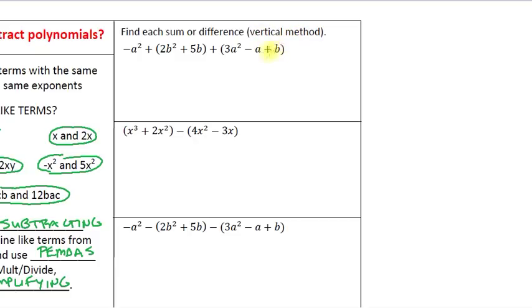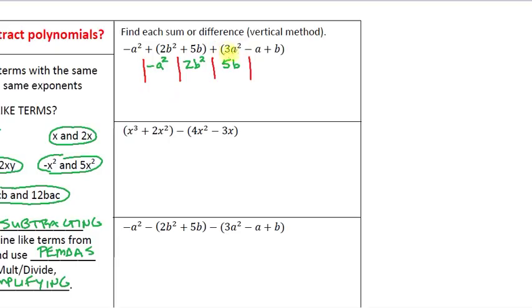The vertical method basically just makes a whole bunch of columns, and then you just add up what's in those columns. Let's make a few columns here. We've got a negative a squared, so I'm going to put a negative a squared in this column. Now we're adding this, so we don't have to do anything to the sign. This is just plus 2b squared, which goes in the next column. Plus 5b goes in this column. If you find another term that has the same variables with the same exponents, they go in the same column.